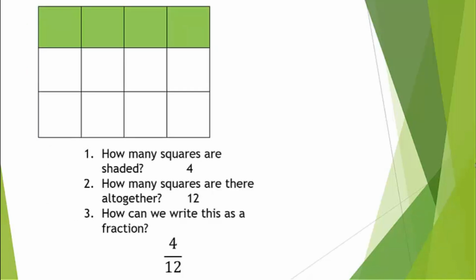Another example. Here, how many squares are shaded? Here, 4 squares are shaded. How many squares are there altogether? Count all squares. There are 12 squares. How can we write this as a fraction? We can write it as 4 by 12. That means 4 squares are colored out of 12 squares. 4 by 12, 4 is the numerator and 12 is the denominator.